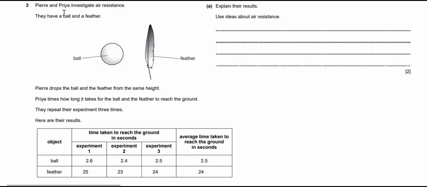Guys, now we're in question number 3. Pierre and Priya investigate air resistance. They have a ball and a feather. Pierre drops the ball and the feather from the same height. Pierre times how long it takes for the ball and the feather to reach the ground. They repeat their experiment 3 times. Here are their results. For the ball, experiments 1, 2, 3 are about 2 point something, and the average is 2.5. For the feather, it is about 2.5, 2.3, 2.4 for the second and third experiments, and the average is 2.4. Question B explains their results. Use ideas about air resistance. You've got 10 seconds from now.